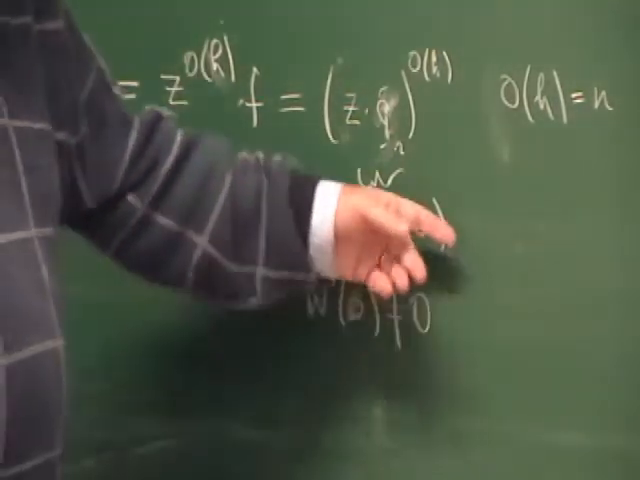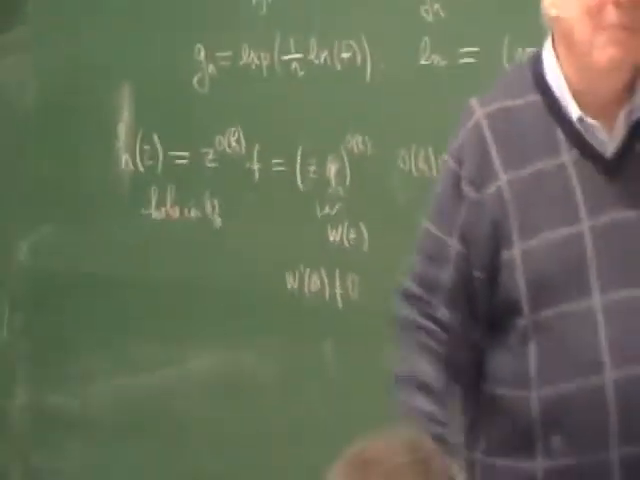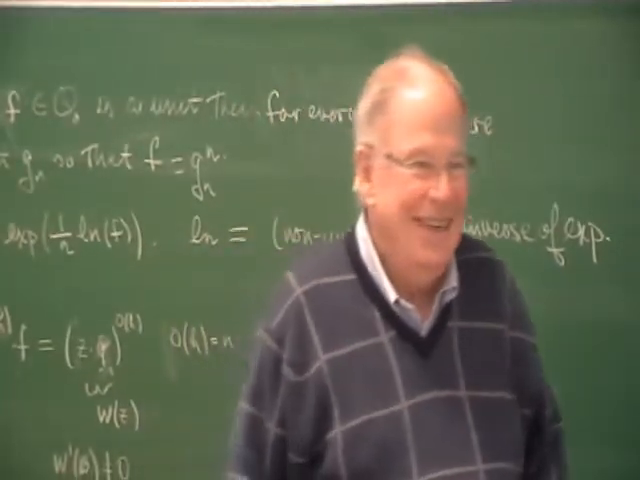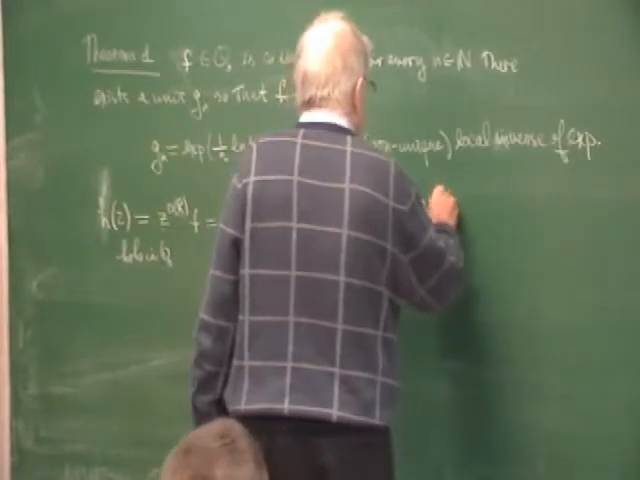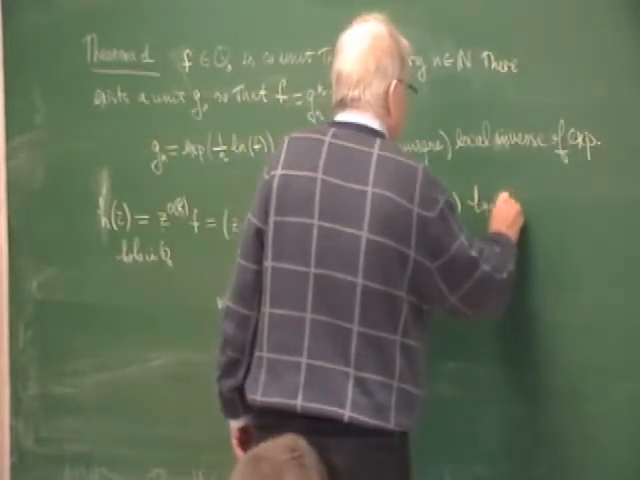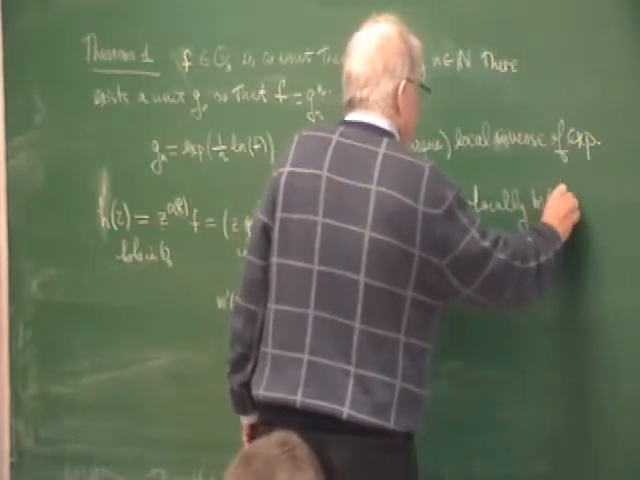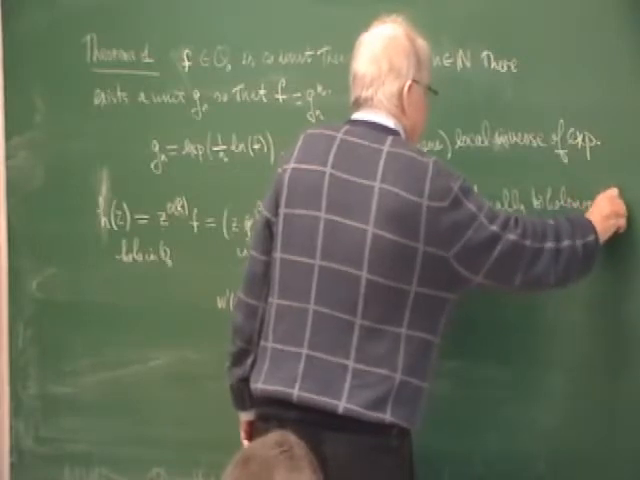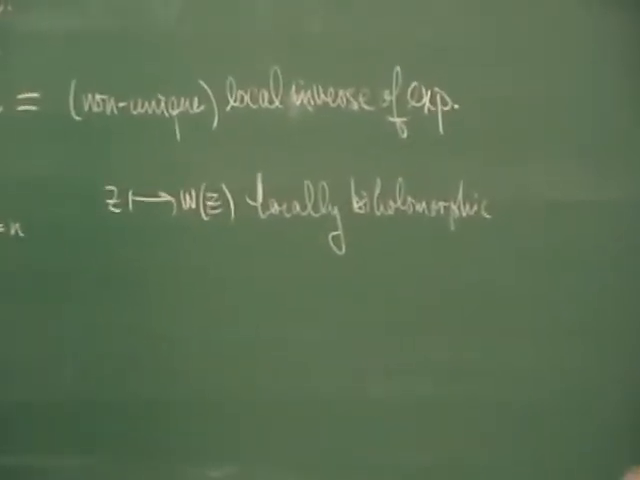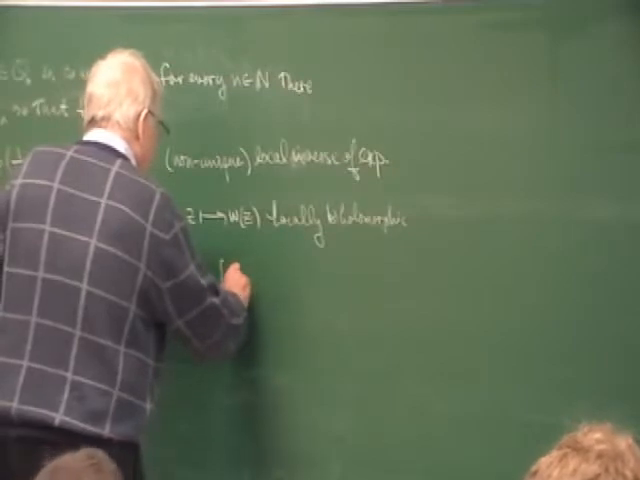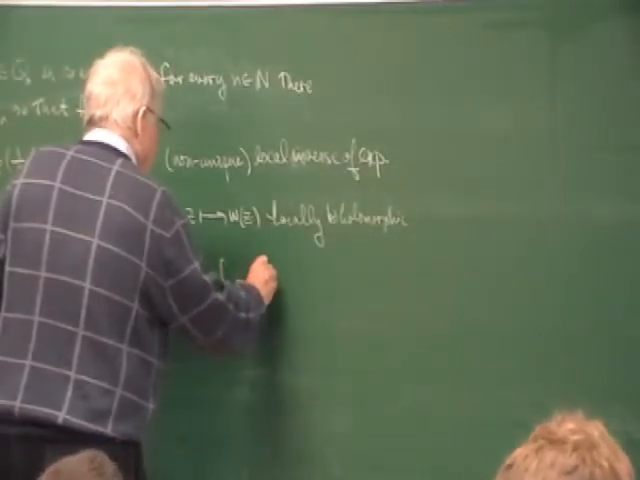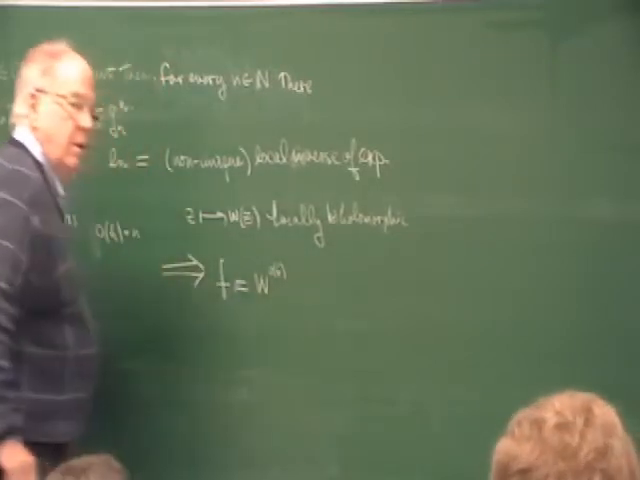Okay? That means W of z, and now this is back to the whole question that I've been dramatizing for a week. W is now a new variable. But what it is is a mapping. Z goes to W of z is locally biholomorphic, because its derivative doesn't vanish. I use the holomorphic inverse mapping theorem. So that implies that h is equal to W to the order of h. That's it.